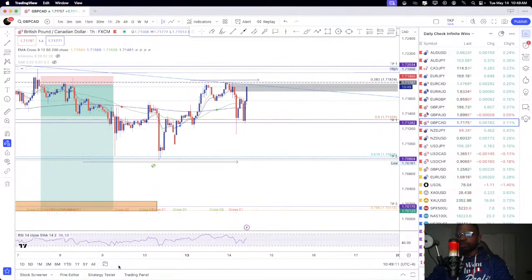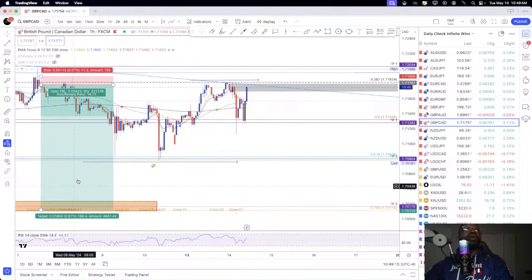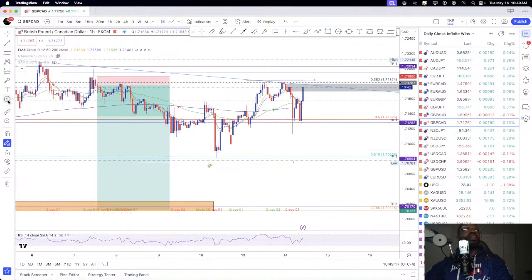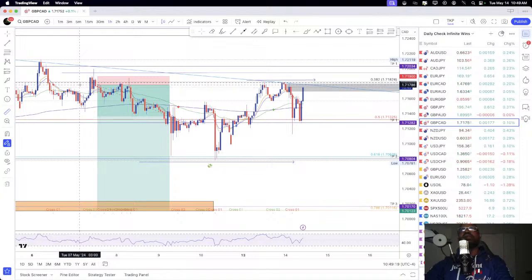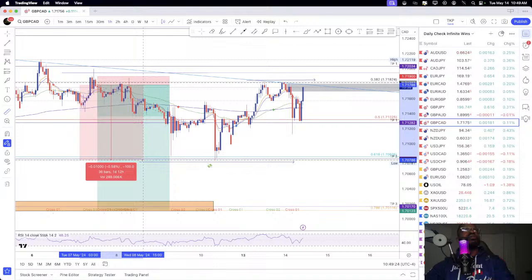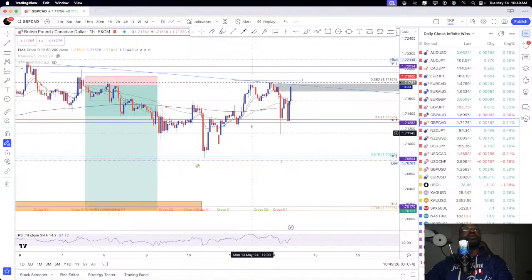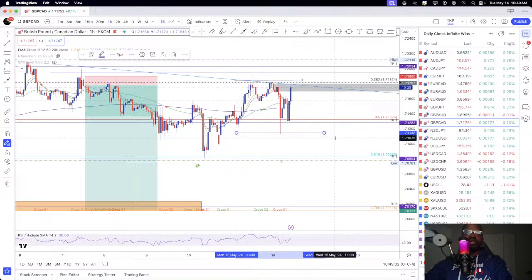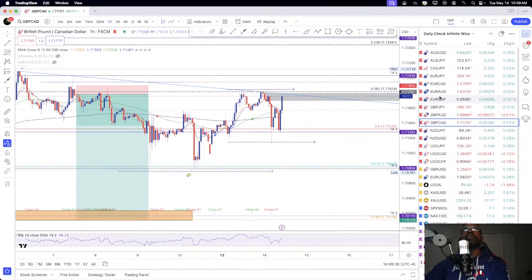So we hit TP1 and 2 on our original trade setup with pound CAD. We got in the market here. This is our original entry. We got 100 pips. Now we're trying to see if price will reject after retesting the highs again and continue this downtrend. All right, let's see.